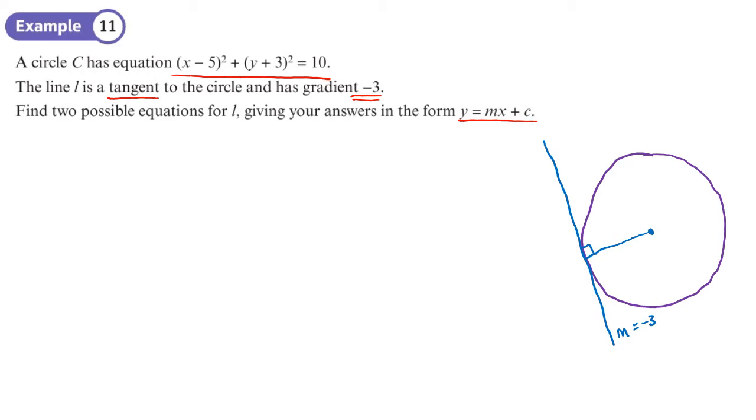Now the reason why it said find two possible values or two possible equations for L is because all we know is the gradient, and we can have a line that's parallel to this over here, which is also a tangent, which is also going to have the same gradient. So this is why there are two possible values or two possible equations for this line L.